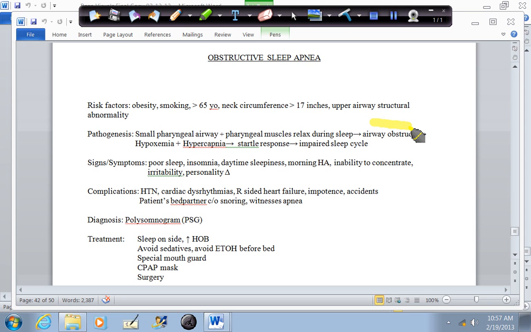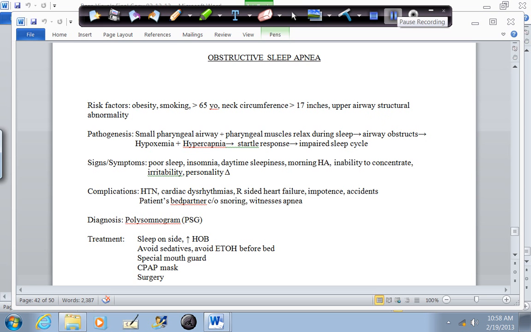So signs and symptoms are very poor sleep. The person's insomniac, they're tired during the day, they have a morning headache. That's from the carbon dioxide building up in their system. They have an inability to concentrate, and they're irritable, and you'll see personality changes from the lack of sleep.